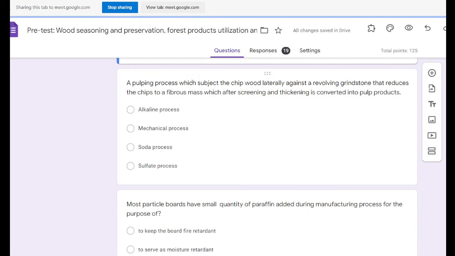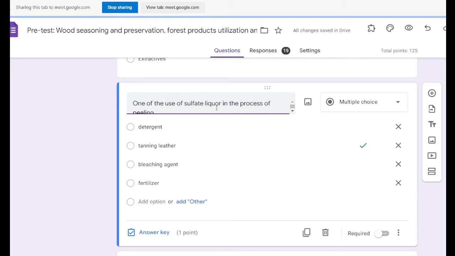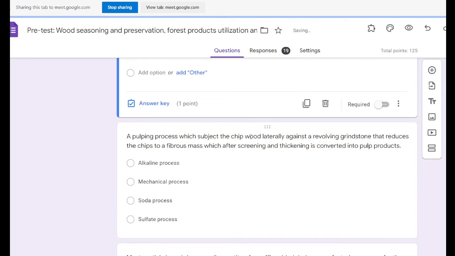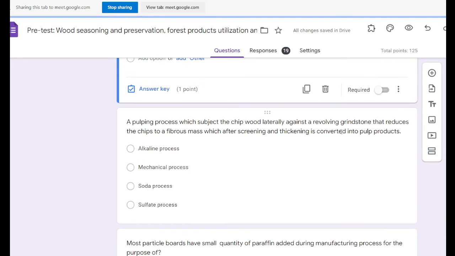Next, a pulping process which subjects the chipwood laterally against a revolving grindstone that reduces the chips to a fibrous mass, which after screening and thickening is converted into pulp products. Again, a pulping process which subjects the chipwood laterally against a revolving grindstone that reduces the chips to a fibrous mass, which after screening and thickening is converted into pulp products.